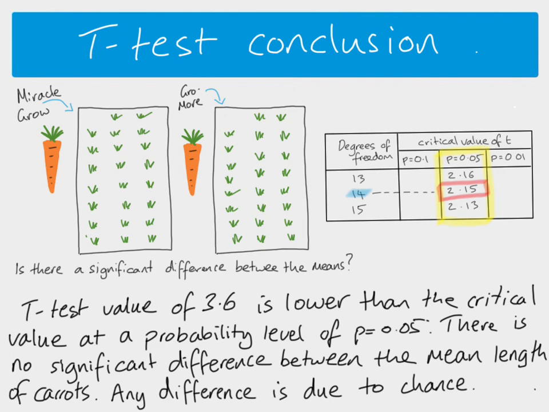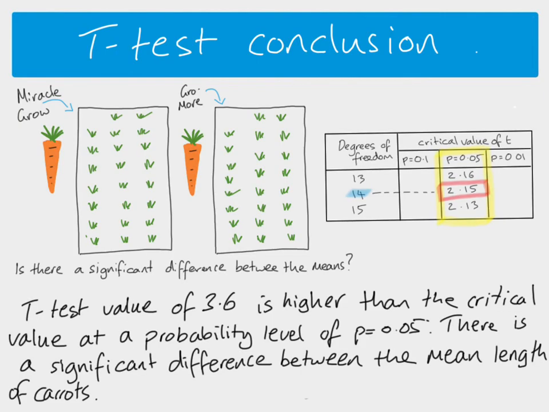If we had done it and we got a different result, so let's suppose that we got a result when we did our t-test of 3.6, then our conclusion would say this: it's higher than the critical value, there is a significant difference, and we would then get rid of that last section. So this, what you can see here now, would be our conclusion if we had calculated a t-value which was higher than the critical value.